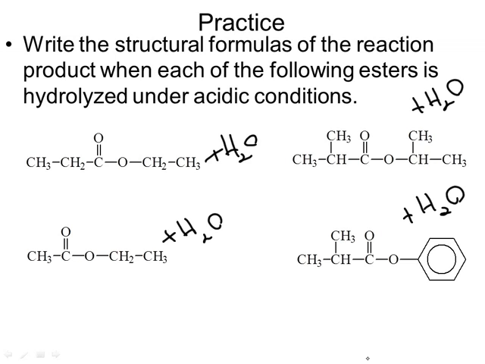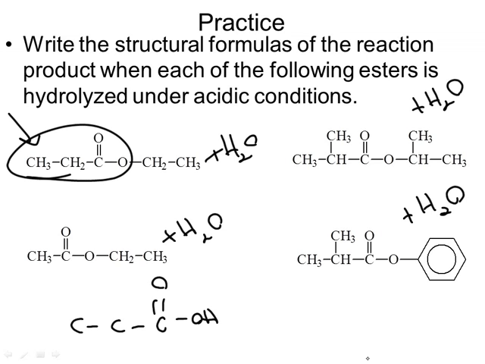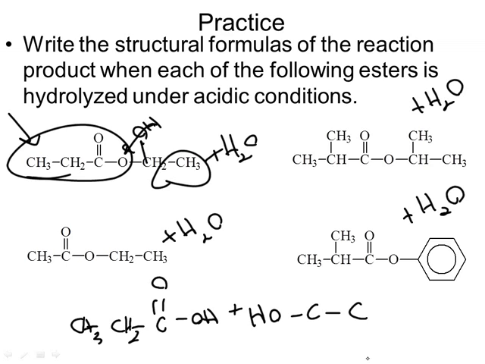Okay, so the first one, I'm going to get a structure that looks like this. This is going to be my acid part. I'm literally just taking this and shoving a hydrogen here. And then I'm taking this and sticking OH on here, so I get ethanol. I'm just drawing it this way. CH2. Hopefully that makes sense.